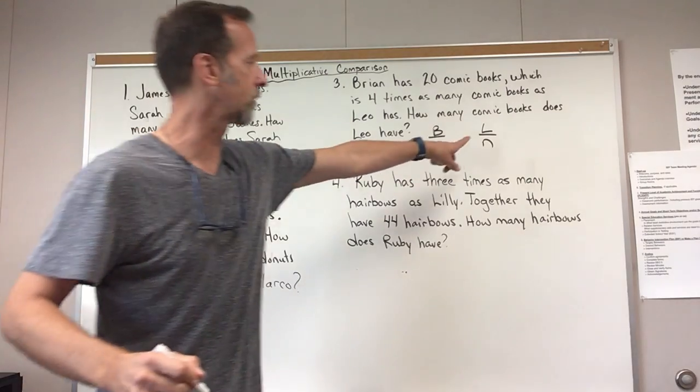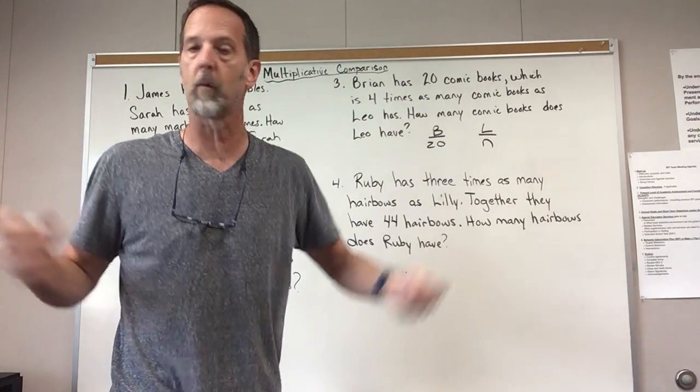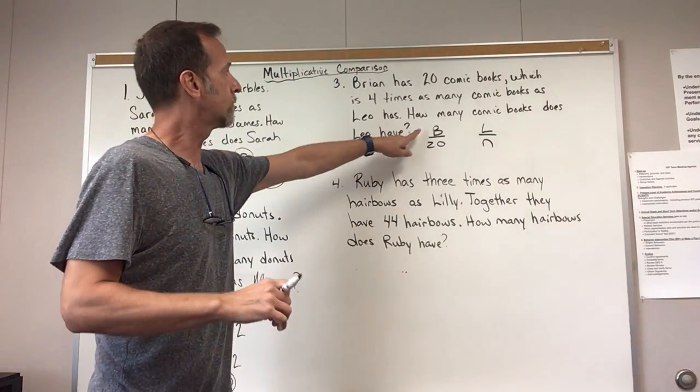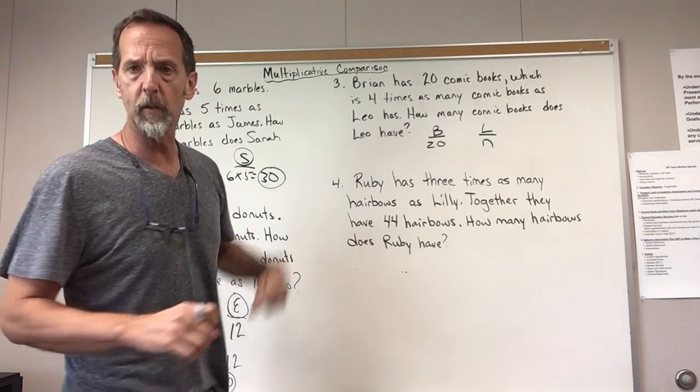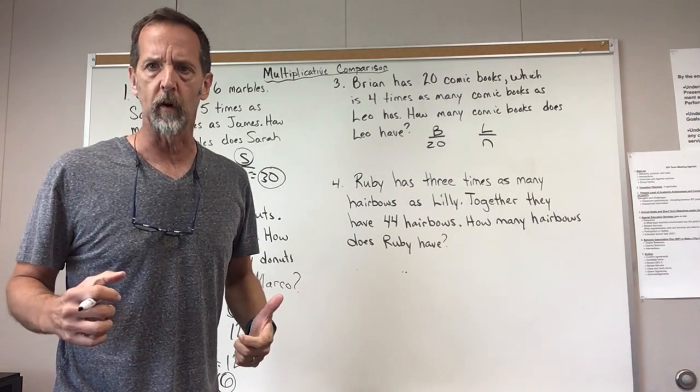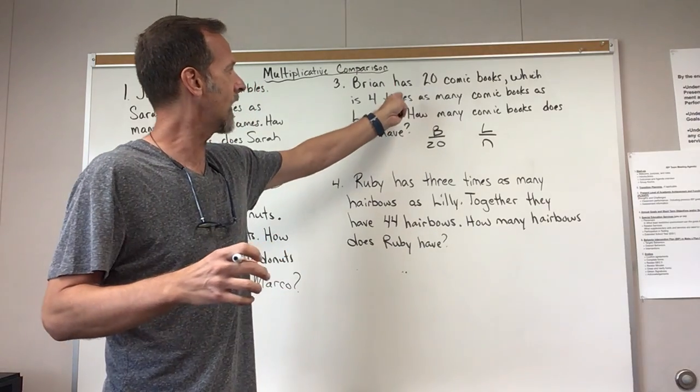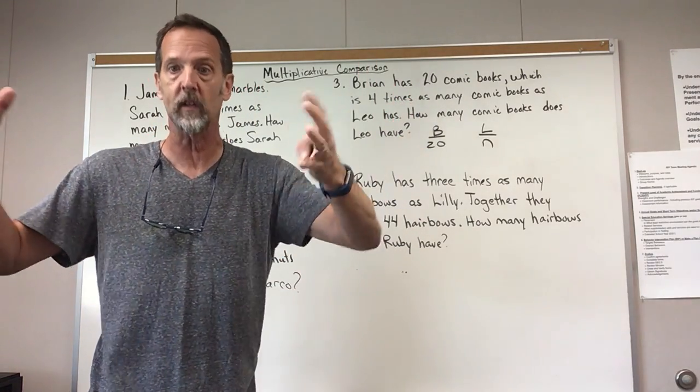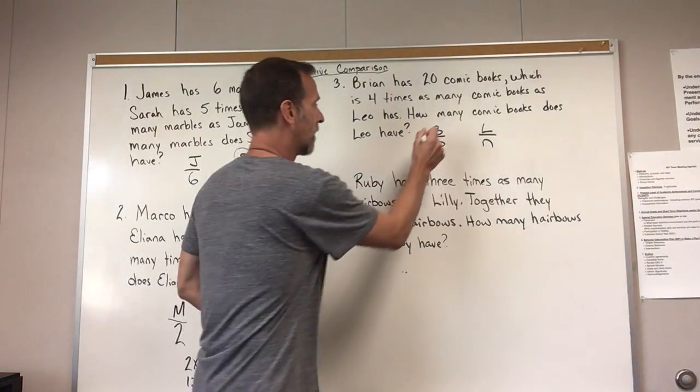But I'm going to use that in a number sense. N is just holding the place for the number I don't know. All right? Who has the bigger number? Who's got the big number? Brian has 4 times as many as Leo. Brian has 4 times what Leo has. Brian's is the big number.